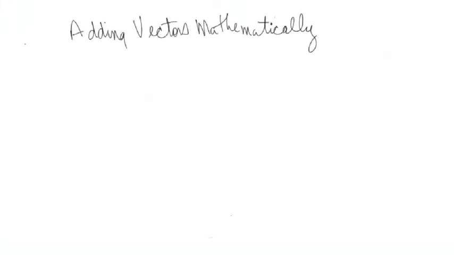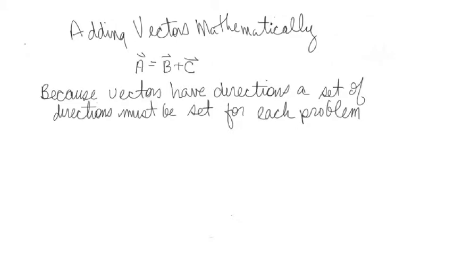If we looked at adding vectors graphically, let's look at adding them mathematically. What you see on the screen is your basic vector equation. Vector A is equal to vector B plus vector C. Now this is not the same equation you learned way back in grade school, where 3 equals 2 plus 1. The reason being, vectors have direction as well as magnitude. So, when you have a vector problem, you need to set up a set of directions for each problem. Make sure they fit that problem.